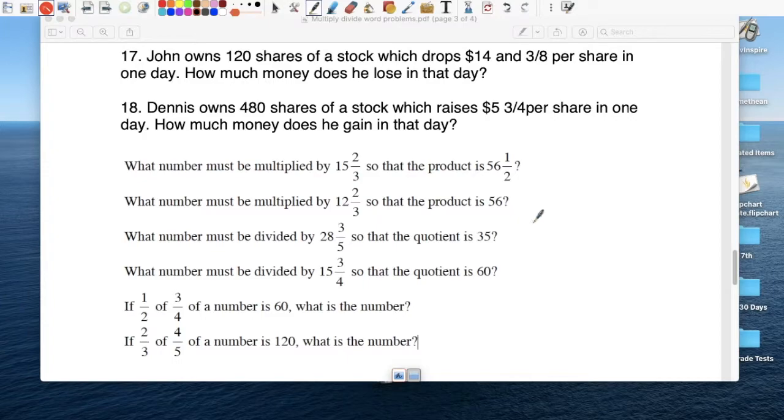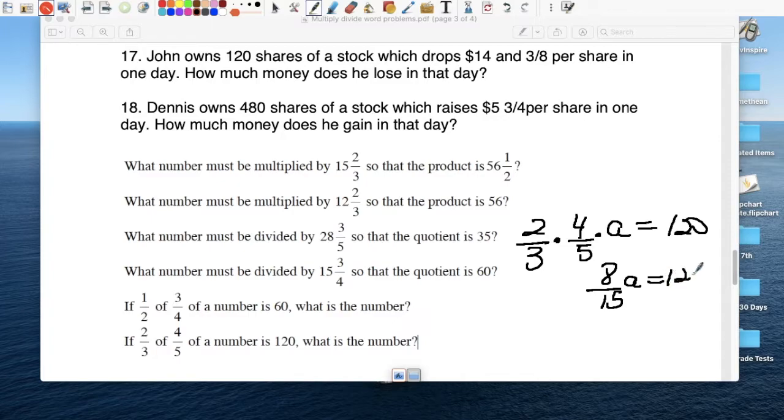Bottom, same thing. 2/3 of 4/5 of a number, let's call that number A, equals 120. What's the value of A? All right, not that difficult. 2 times 4 is 8. 3 times 5 is 15. So we got 8 over 15 A equals 120. Let's get rid of the 8 over 15 by multiplying by the reciprocal. Multiply the other side by the same, 15 over 8. Whatever I do to one side, I must do to the other side.